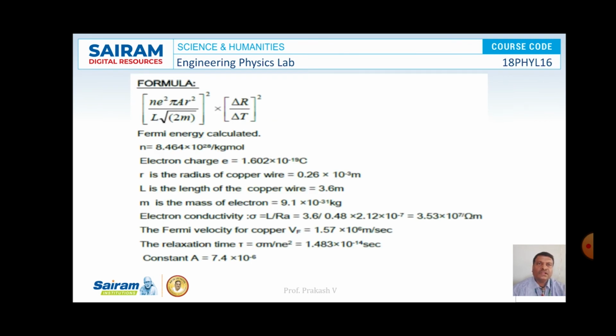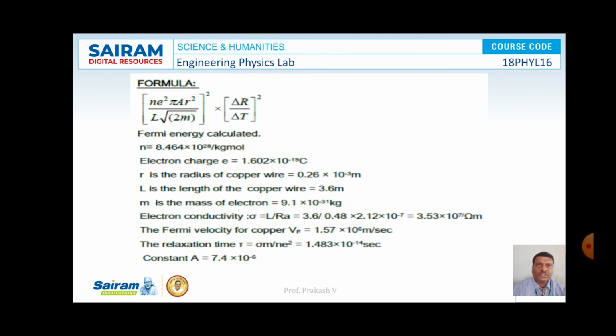And here the formula used is N e square pi a r square by L, square root of 2m, whole square, into dR by dT, whole square. So here dR by dT is nothing but the slope. When we plot a graph of resistance versus temperature, a straight line will come and the slope is nothing but dR by dT, and the remaining values are all constants.